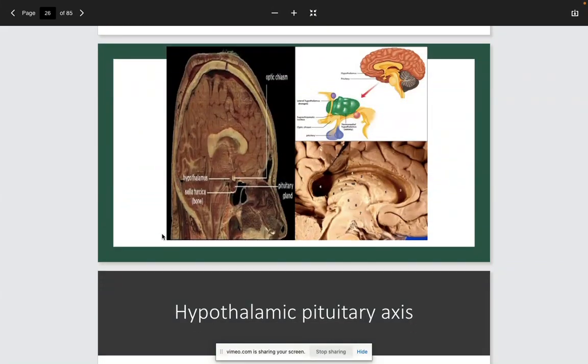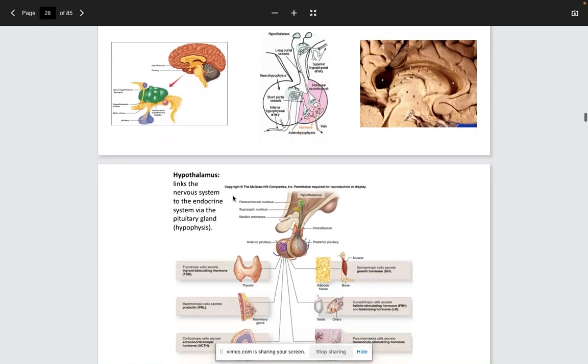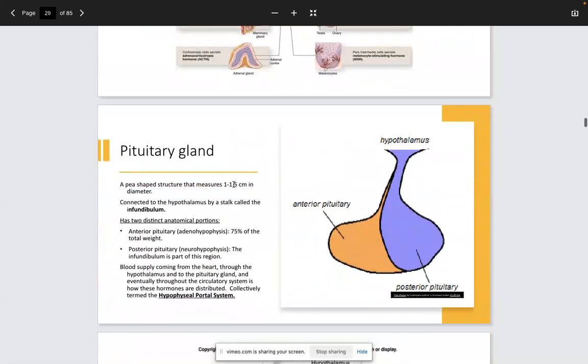As we discussed here about the hypothalamus's relationship to the pituitary gland, it's just a little bit superior to the pituitary. The pituitary sits in something called the sella turcica, which is a portion of the bone where the pituitary sits. And again, we have this hypothalamic pituitary axis here that we will begin discussing. So again, the pituitary gland is connected to the hypothalamus through something called the infundibulum, which is the pituitary stalk.